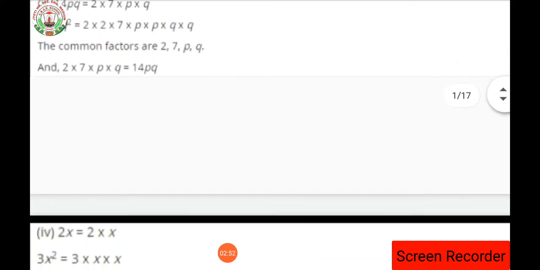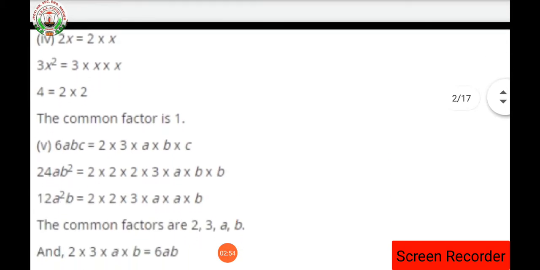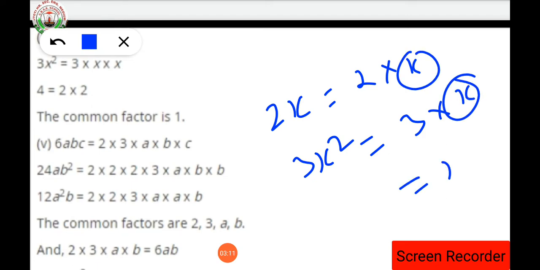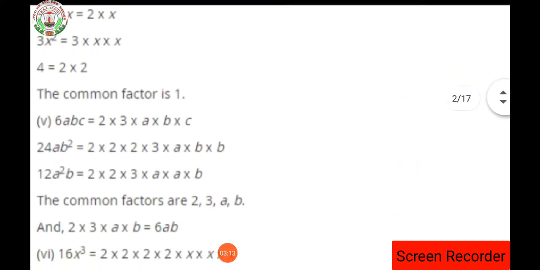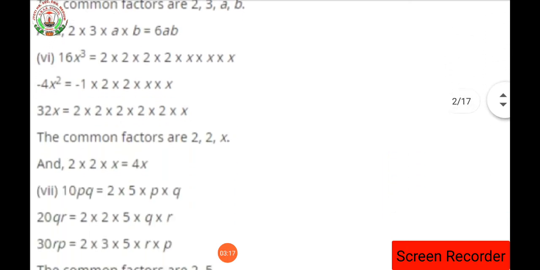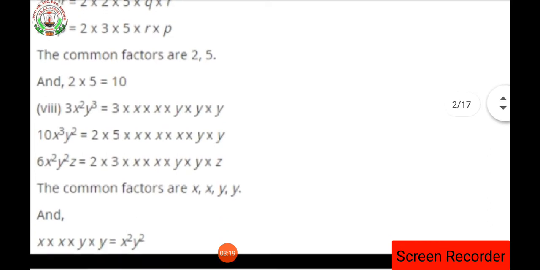Clear? Next we will have the next question, 2x. So the common factors of 2x will be 2 and x, and for 3x squared we will have the common factor as 3 into x, isn't it? So the common factor will be x itself. Clear everyone? The rest of the questions you can do on your own because they are easy. Okay, let's see the next question.